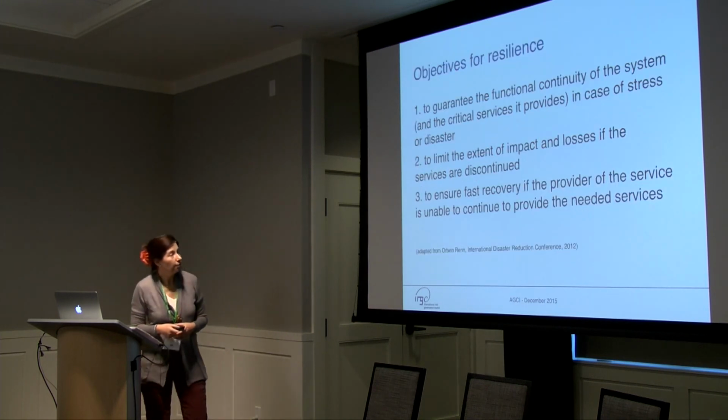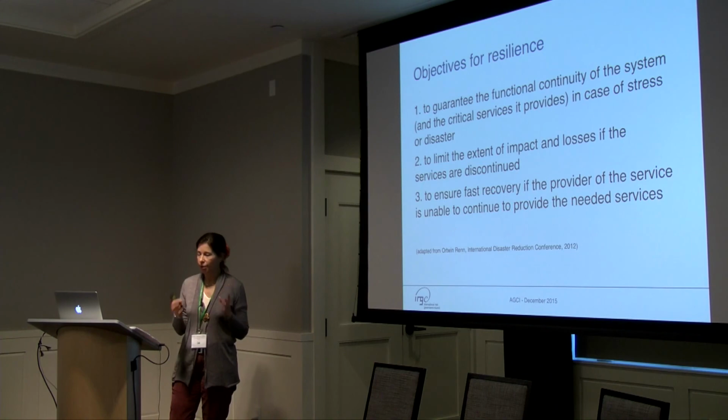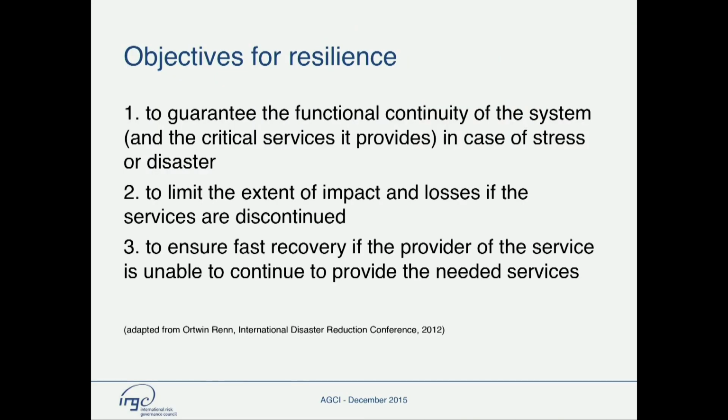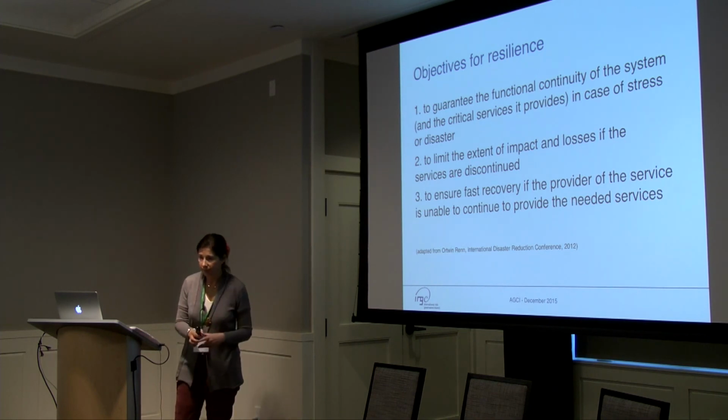There's one more. I don't know what has to be done for resilience management, but I think something we can do is determine what the objectives are. This was proposed by Ortwin Renn two or three years ago: to guarantee the functional continuity of the system and the critical services it provides in case of stress or disaster, to limit the extent of impact and losses if the services are discontinued, and to ensure fast recovery if the provider of the service is unable to continue to provide the needed services. And that's it. Thank you.